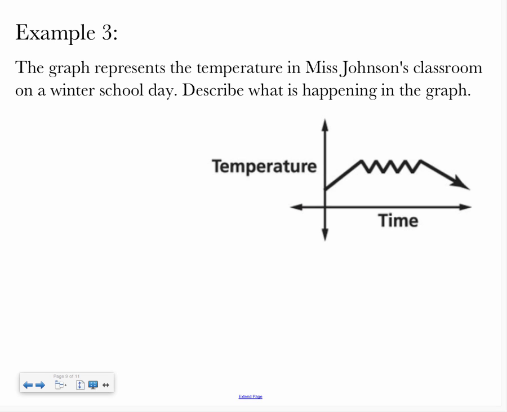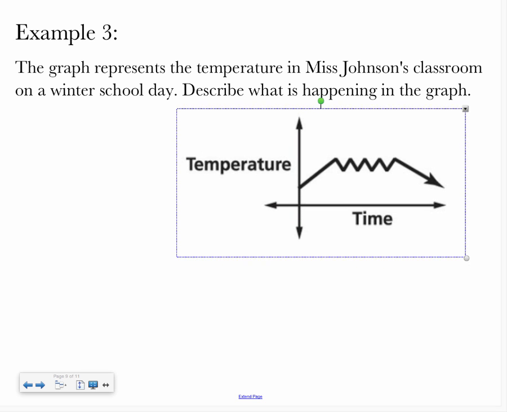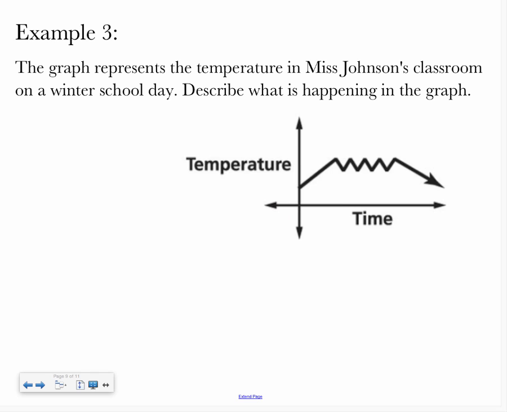We have a graph that represents the temperature in Miss Johnson's classroom on a winter school day. Describe what is happening in the graph, okay? So as you can see, we have this graph. We have temperature on the y-axis and time on the x. Time's always going to go on the x, okay? Temperature, you can see it goes up, down, up, down, up, down, up, down, up, and then it goes down. What does that mean? How is that happening?